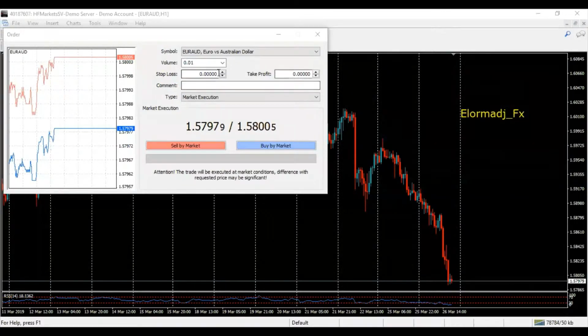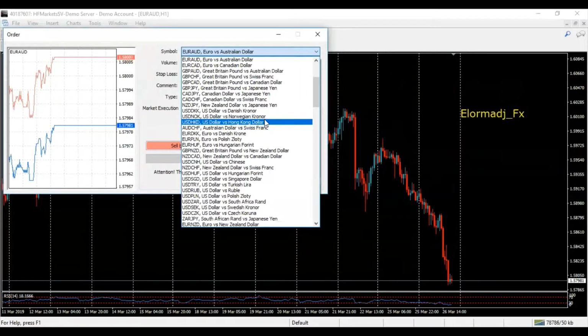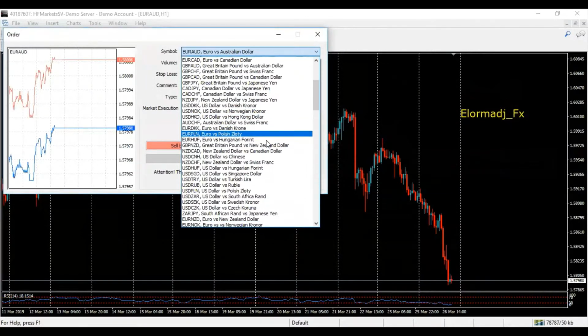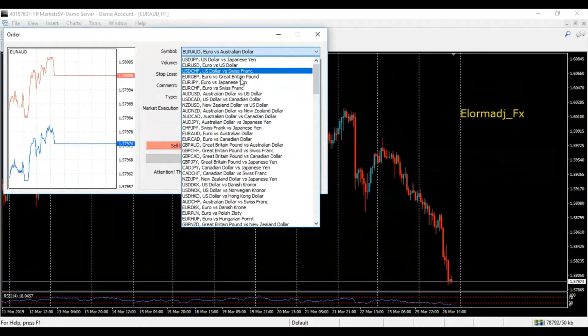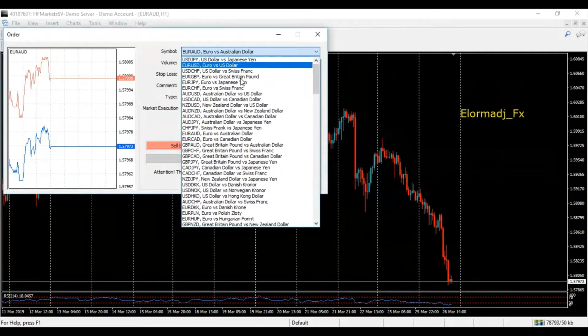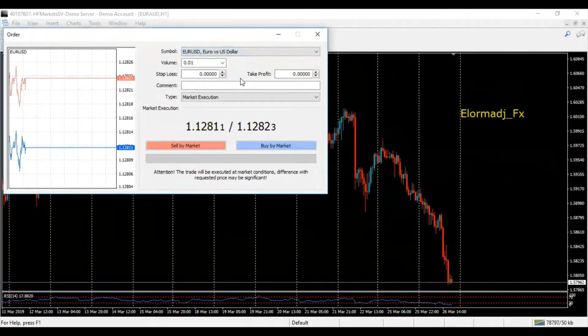So as I said, this is the symbol. The symbol has all the currency pairs, the stocks, the commodities, everything in here. You can choose any of them, the one you chose after doing your analysis. You know that, okay, I want to focus on USD JPY or USD. And this is your volume. Volume simply means lot size, as we all know. I hope you all know that.